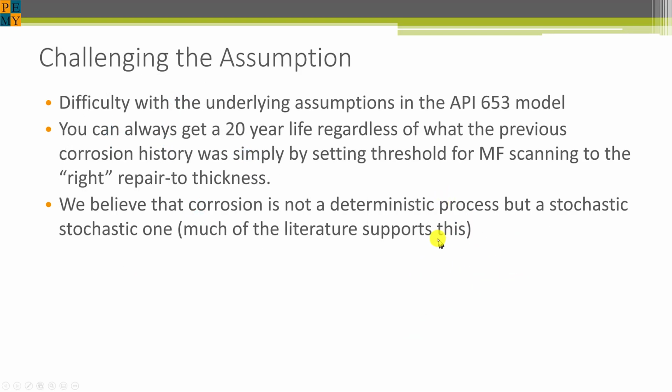So in challenging the assumptions of API 653, we'll note that you can get a 20-year life regardless of what the previous corroded condition of the tank was. That doesn't really square with common sense. We also think that corrosion is not a deterministic process as shown by the previous slide, but it's really a random process, a stochastic process.